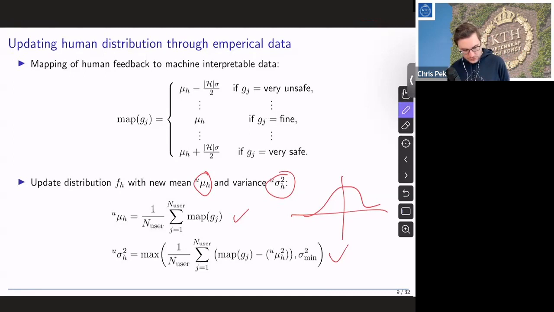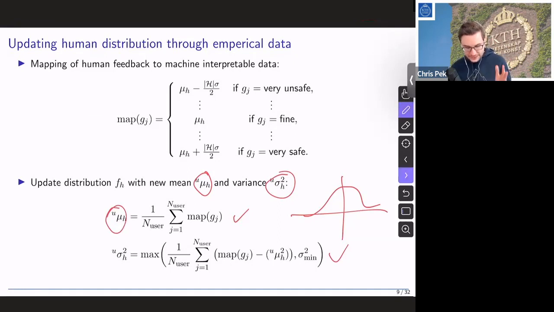If we compute the feedback all the time, the distribution like that, if the samples change a lot, so let's say the humans always say very safe for that example, and for the next one, very unsafe, the mean will change dramatically.